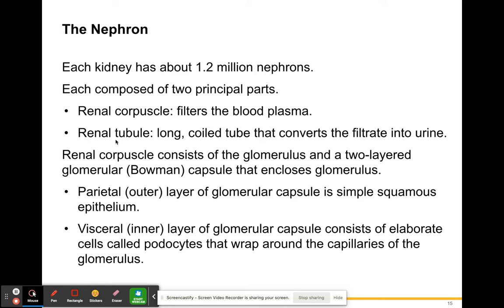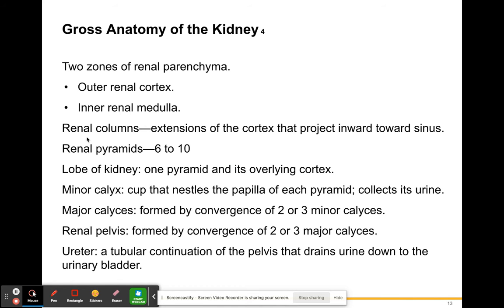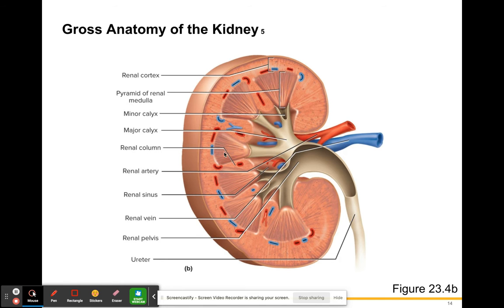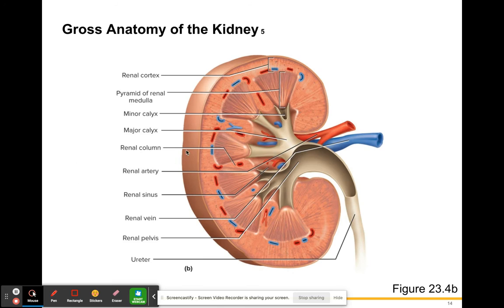The renal tubule is a long coiled tubule that converts filtrate into urine. Whoops, I'm sorry, I skipped ahead. The renal pyramids, you have about 6 to 10 of them. You can see them here: 1, 2, 3, 4, 5, 6. Those are my renal pyramids. The lobe of the kidney is one pyramid and its overlying cortex. So this would be one lobe of the kidney, this would be another lobe, and another lobe of the kidney.